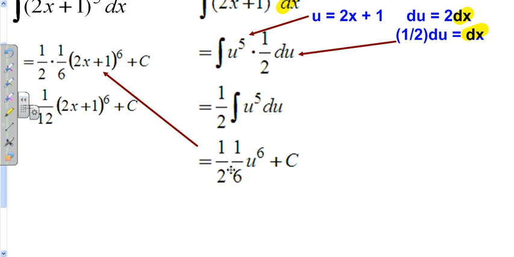And then you want to go ahead and substitute back in what u is. So in other words, that's what we have at this step right here. And then you still get the same answer in the final result.